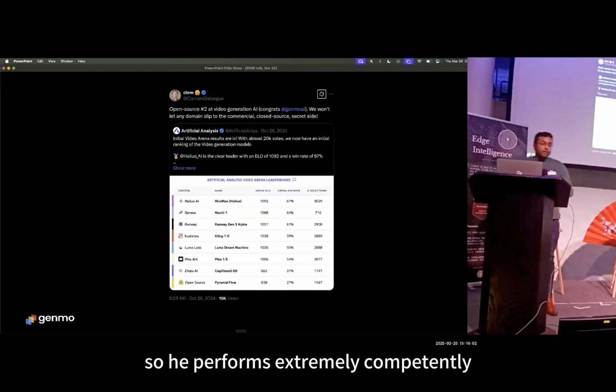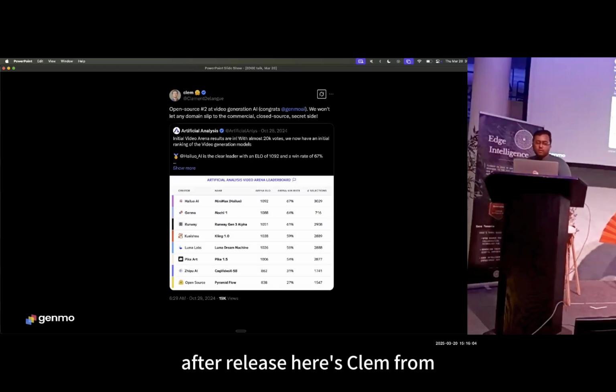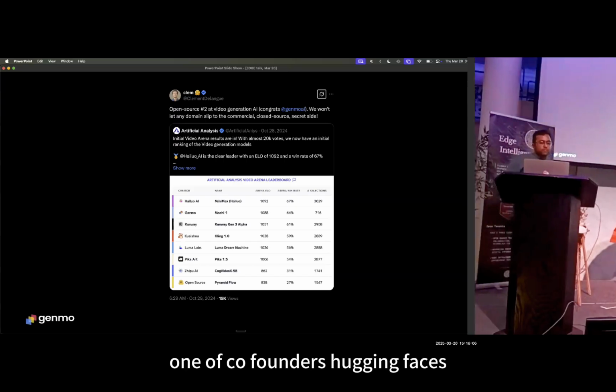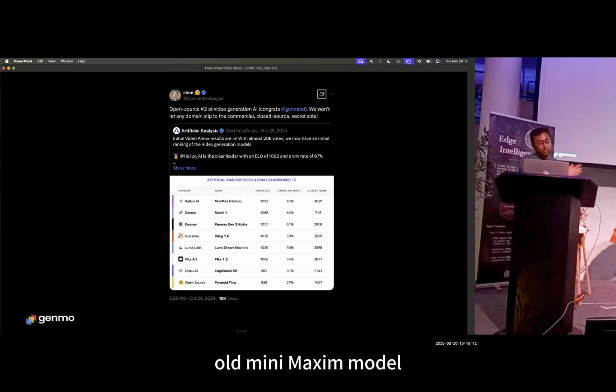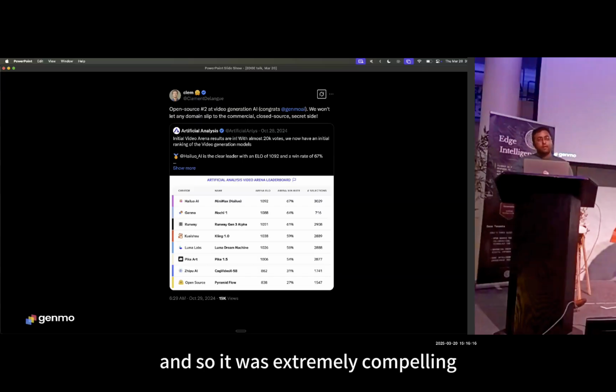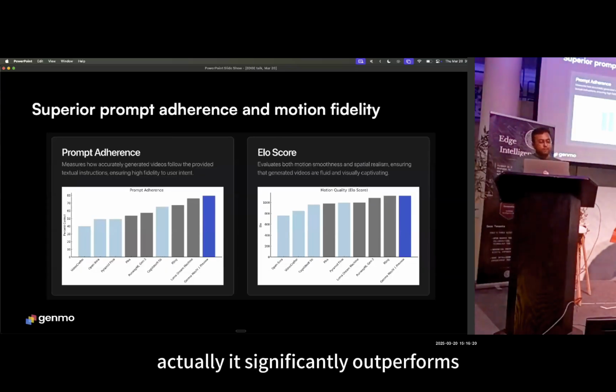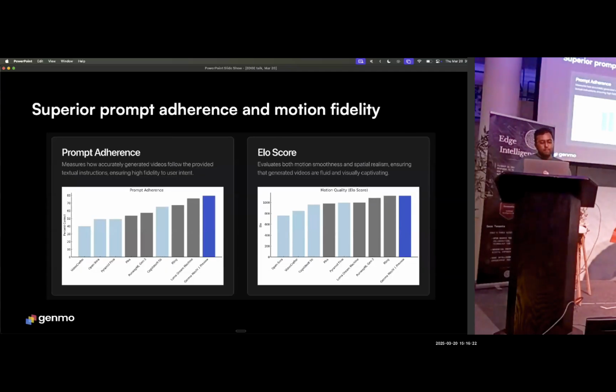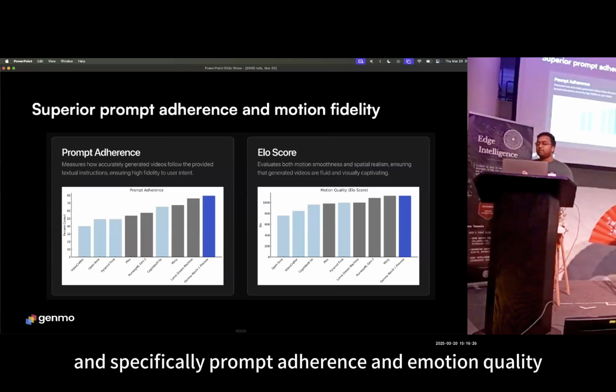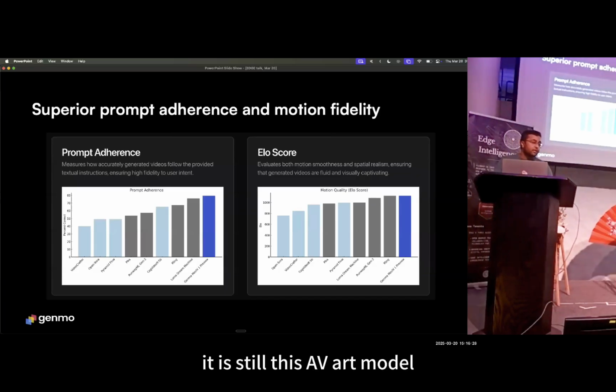So it performs extremely competently. After release, Clem, one of the co-founders of Hugging Face, was tweeting that it was the number two model in the market, neck and neck with Hailuo's Minimax model. It was extremely compelling from a prompt adherence and motion standpoint. In formal benchmarks, it significantly outperforms many alternatives on the market. And specifically in prompt adherence and motion quality, it is still the state-of-the-art model.